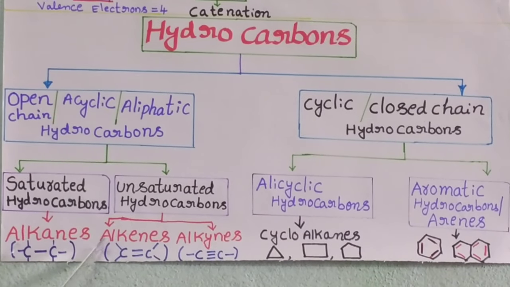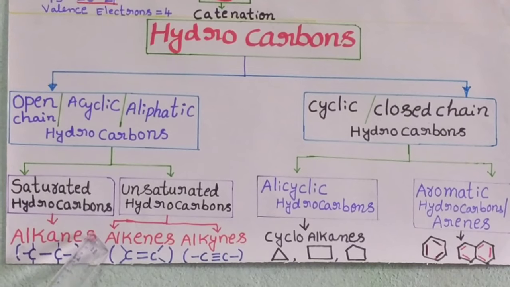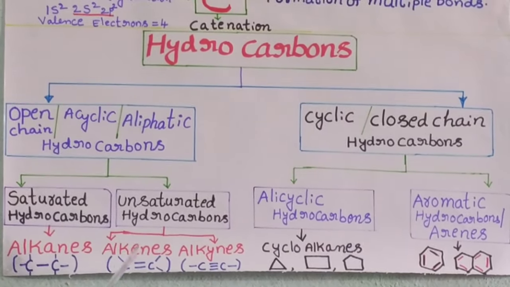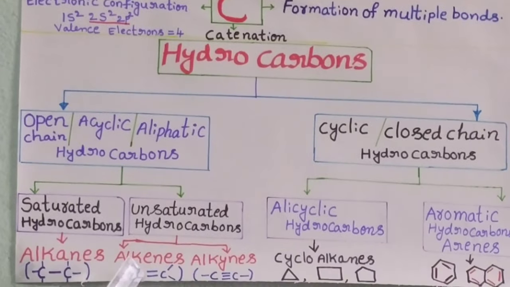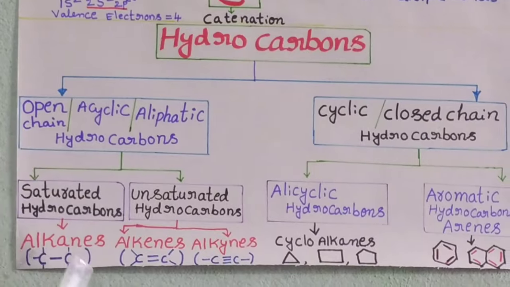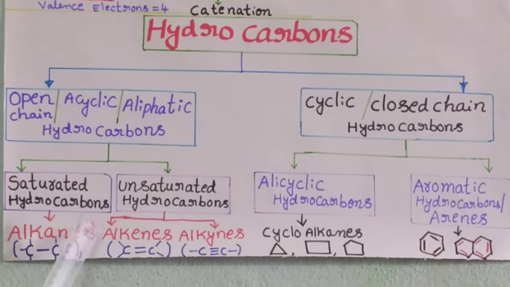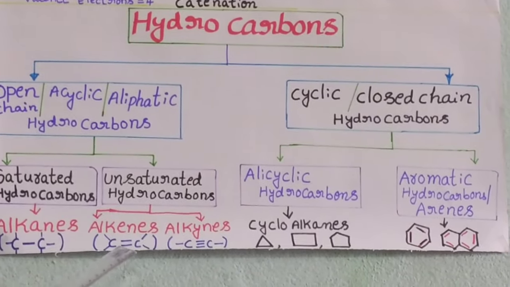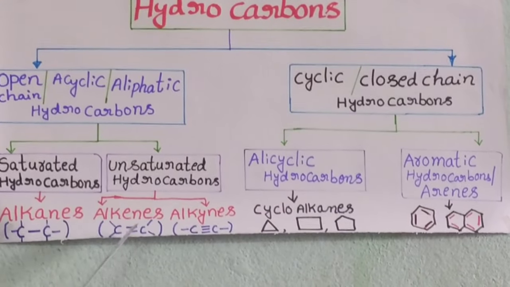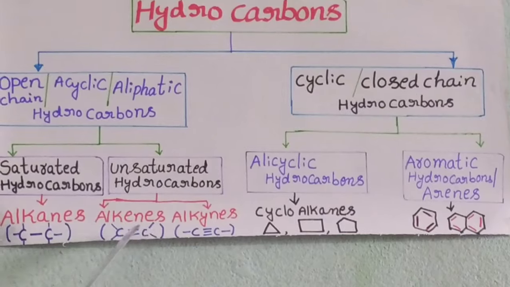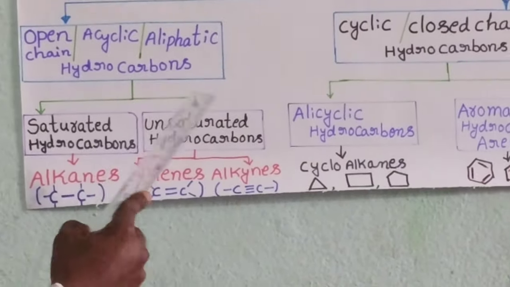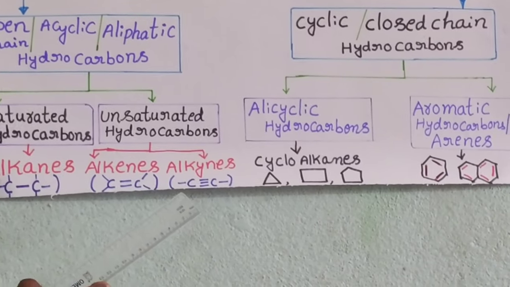Now we discuss alkenes. What is meant by alkenes? The hydrocarbons which contain at least one double bond between two carbon atoms are called alkenes. Once again, I am repeating here: the hydrocarbons which contain at least one double bond between the carbon atoms are called alkenes.